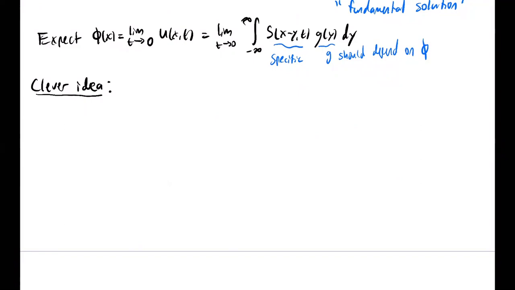And if you have to spend some time absorbing what's going on, that's completely normal. And so the big idea here, which is this big jump, is to suppose that my source function S is given by the derivative with respect to x of another function Q, where Q is some other solution.